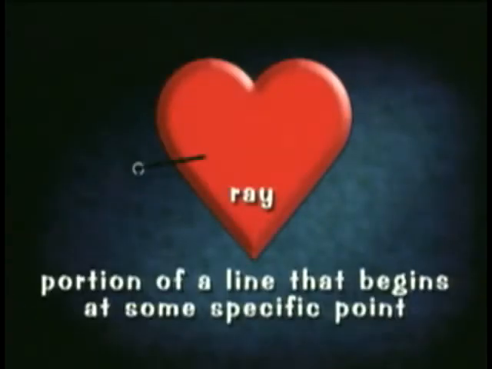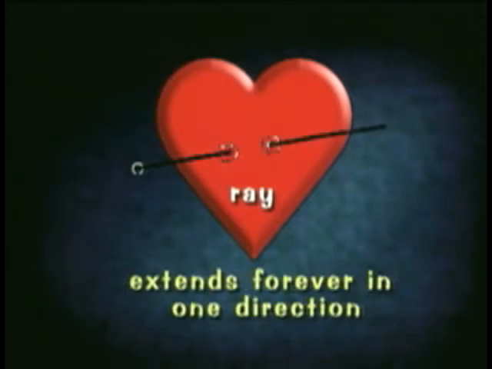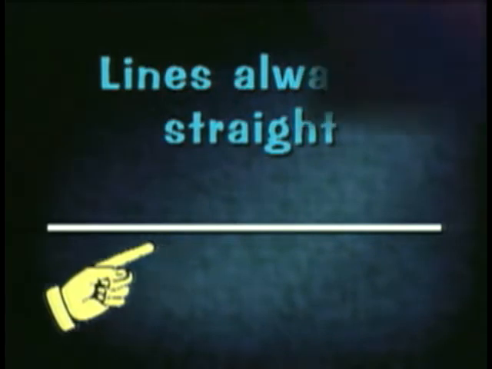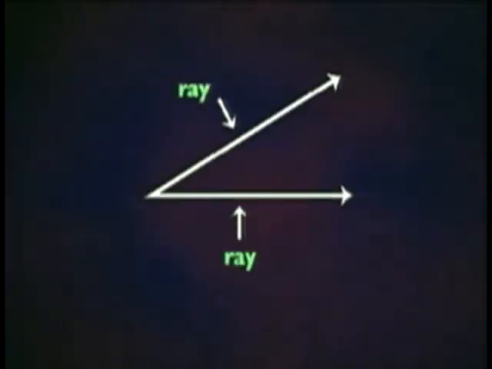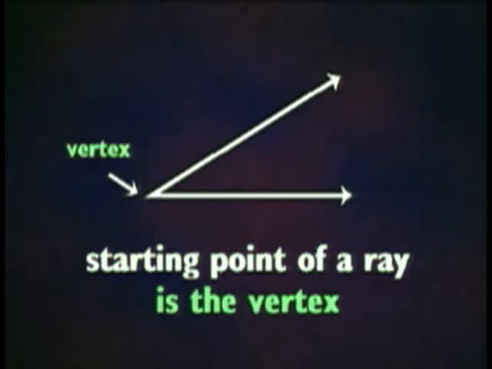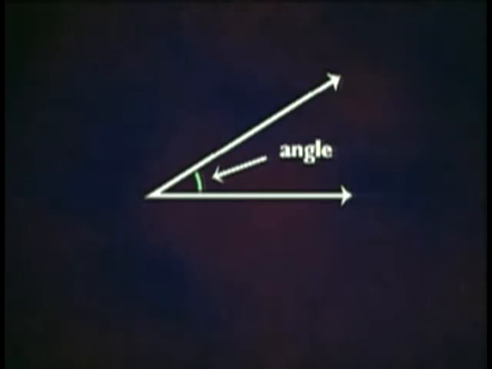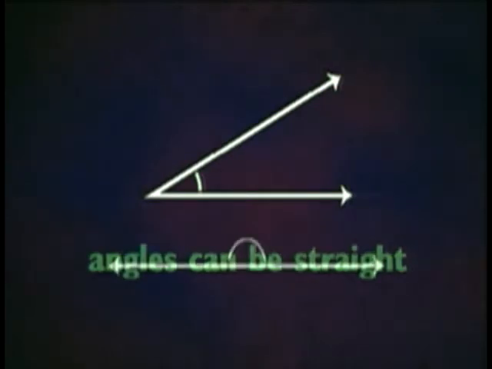A ray is a portion of a line that begins at some specific point and then extends forever in one direction. Remember, lines are always straight. Check out these two rays. They both start from the same point. This starting point of a ray is called the vertex. A vertex is represented by a V. These two rays form an angle. Angles can also be straight, like this one.